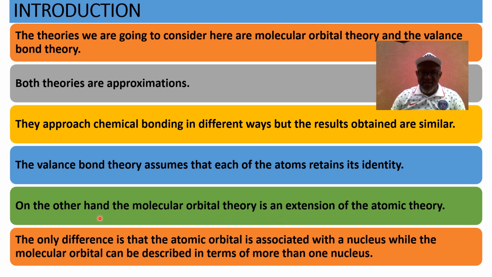So in this case now, we're saying that the molecular orbital is an extension of atomic theory. All the things that happen to atoms, we also treat molecules about the same way. The only difference is that the atomic orbital is associated with only one nucleus, while the molecular orbital can be described in terms of more than one nucleus.